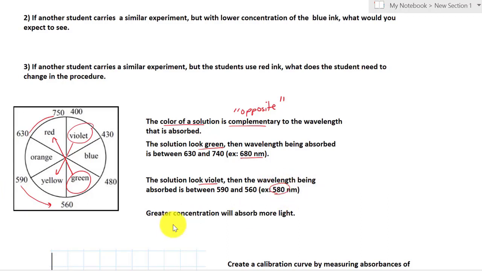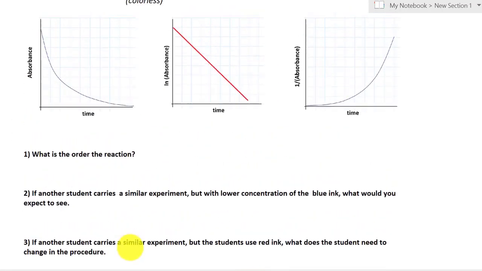And one last thing we need to remember is that greater concentration will absorb more of the light. What is greater concentration? We are talking about more particles in the solution, because those particles or those ions were absorbing the light in the solution. Now let's go back and look at some example problems.